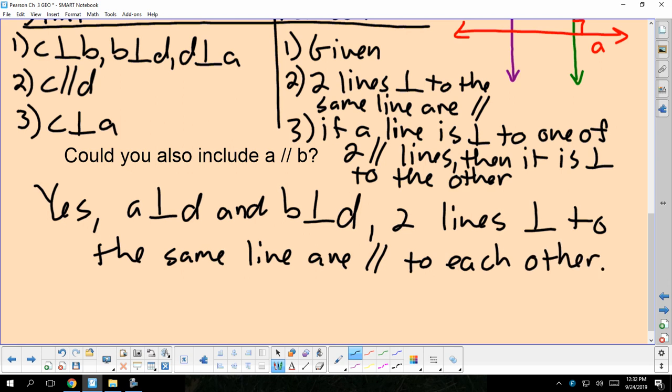And essentially what we're doing here, right? If they're perpendicular, we know they have corresponding angles that are congruent. Alternate interior angles that are congruent. They're all 90 degrees. Right?